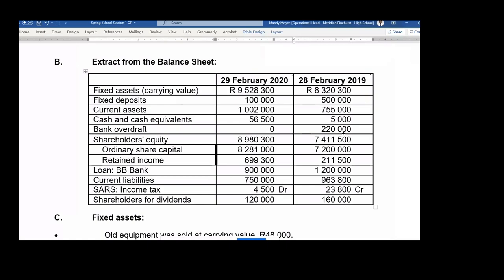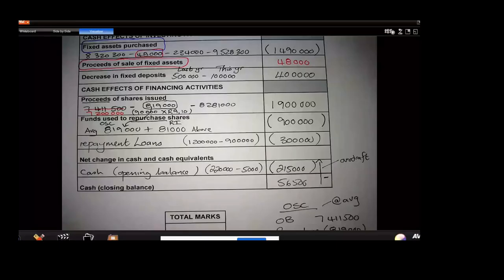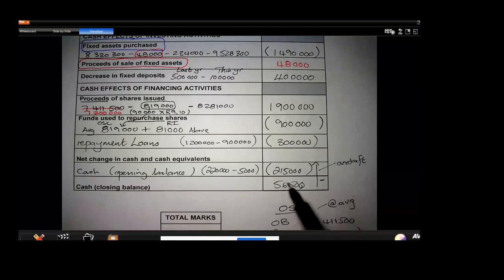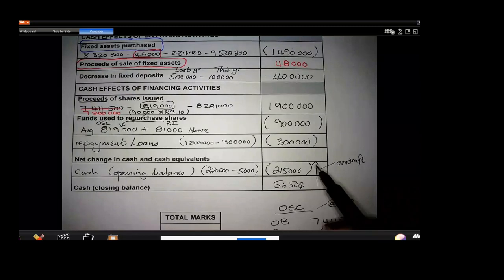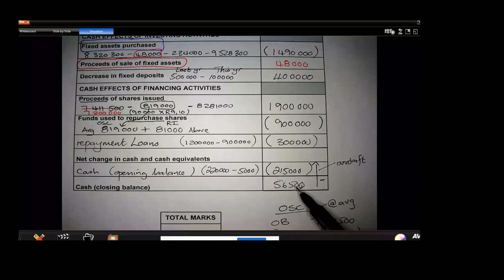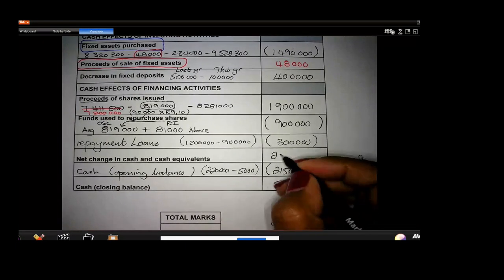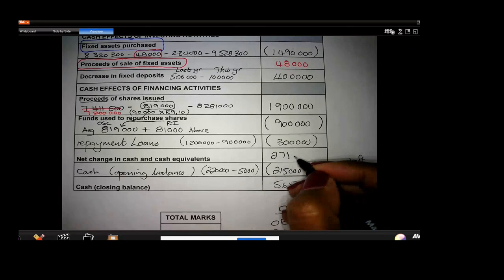My closing balance, I have 56,500 in my bank account. And so what you do is you always minus up. I put that in, that's a positive amount because that's money I have in my bank account. That's an overdraft, so I put it in brackets and then I minus up. So it's 56,500 minus a negative, which means I'm actually plusing. So my net change is 271,500. That's how you work it out.